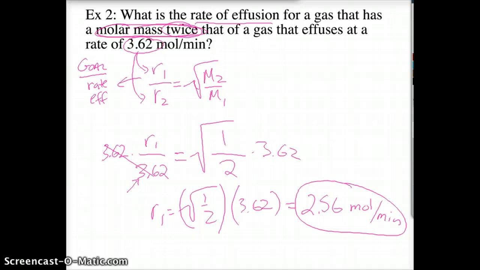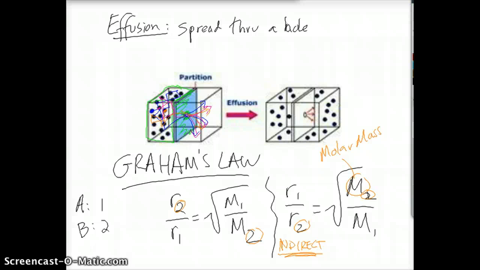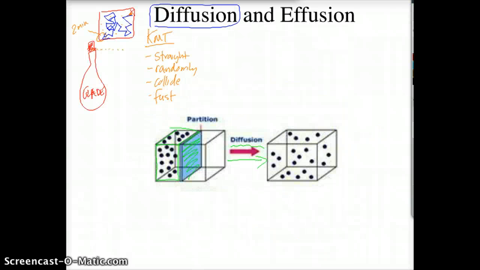Again, check yourself. Does that make sense? Well, the rate here is less than the rate here, 3.62, and its mass is twice as big. That makes sense. A heavier gas moves slower than a lighter gas. So, we need to know how to apply Graham's law of effusion to problems quantitatively and qualitatively. You gotta know the difference between effusion and diffusion, and we'll be good to go with these concepts.